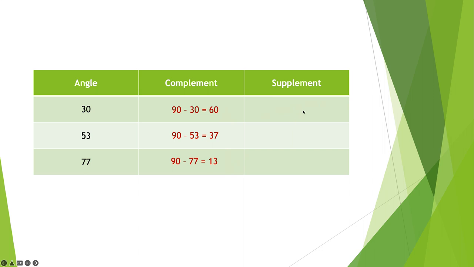Now, supplementary is the same exact process, but this time we add up to 180. So what's the supplement of a 30-degree angle? It's 180 minus 30, which is 150. Try the next two. Okay. 180 minus 53 is 127, and 180 minus 77 is 103. Okay, so those are examples of how to find numerically complementary and supplementary angles, and that's doing it by just hearing the words and using the vocabulary.